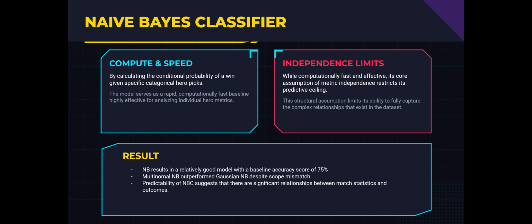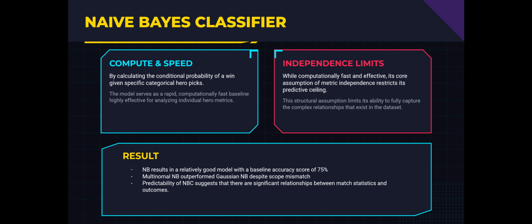So our first baseline classifier is the naive classifier, naive Bayes. What it does is it calculates the conditional probability of a win given specific categorical hero picks. That might be the specific hero that was picked or their stats related to that. There's a drawback, which is that it's naive. It assumes independence, which was certainly not true.